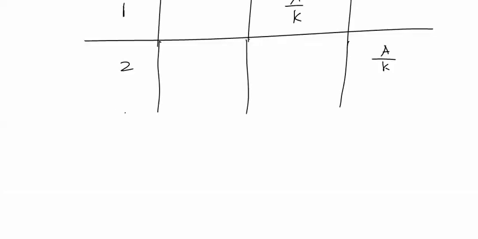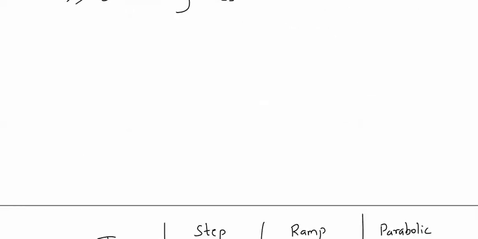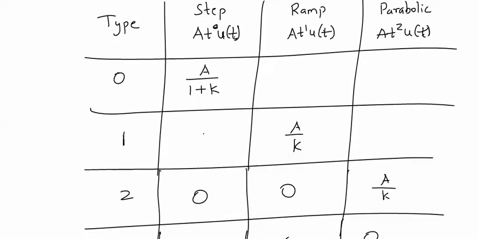and from type 3 onwards, we have all zeros. So these are zeros. So this is 0, this is infinity, this is infinity, and this is infinity.